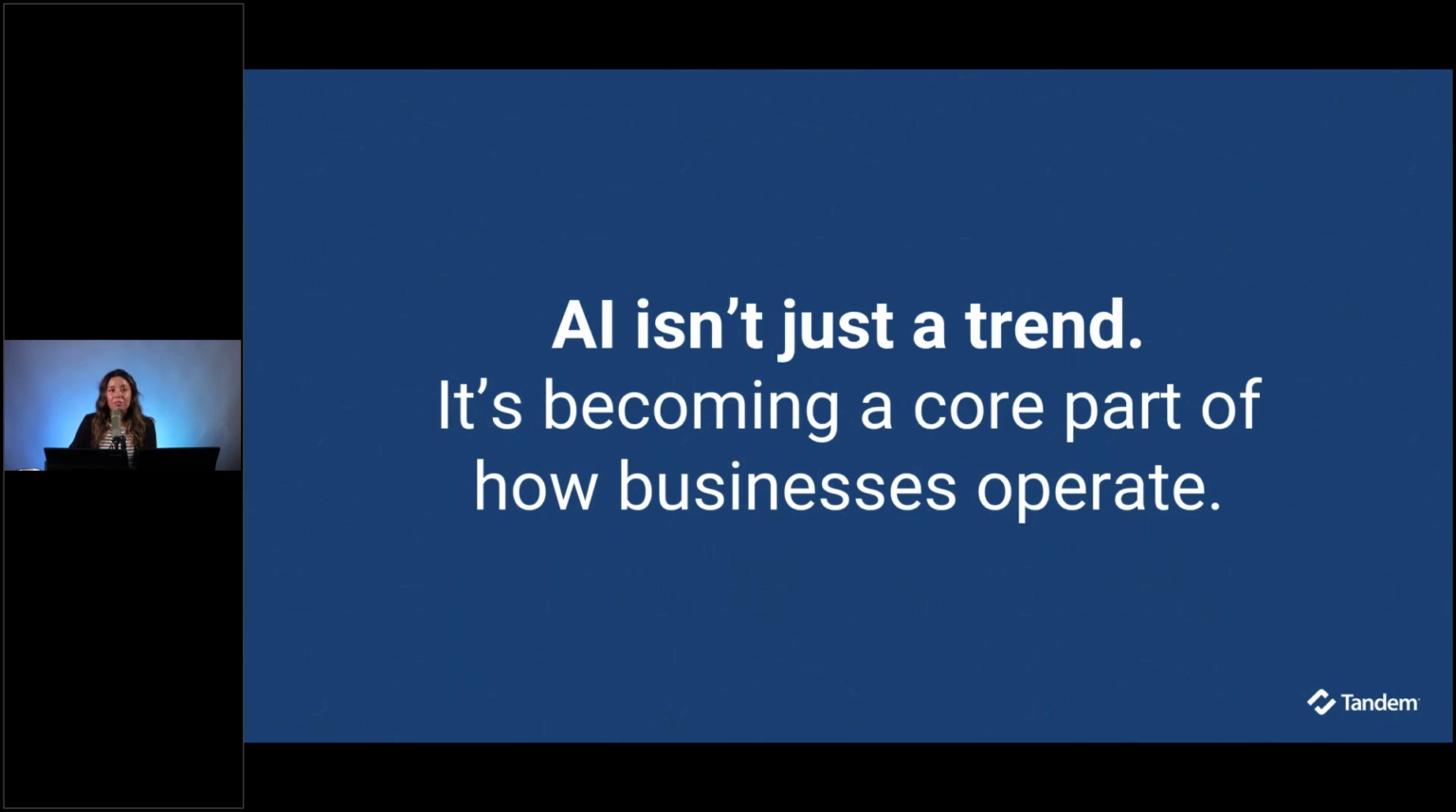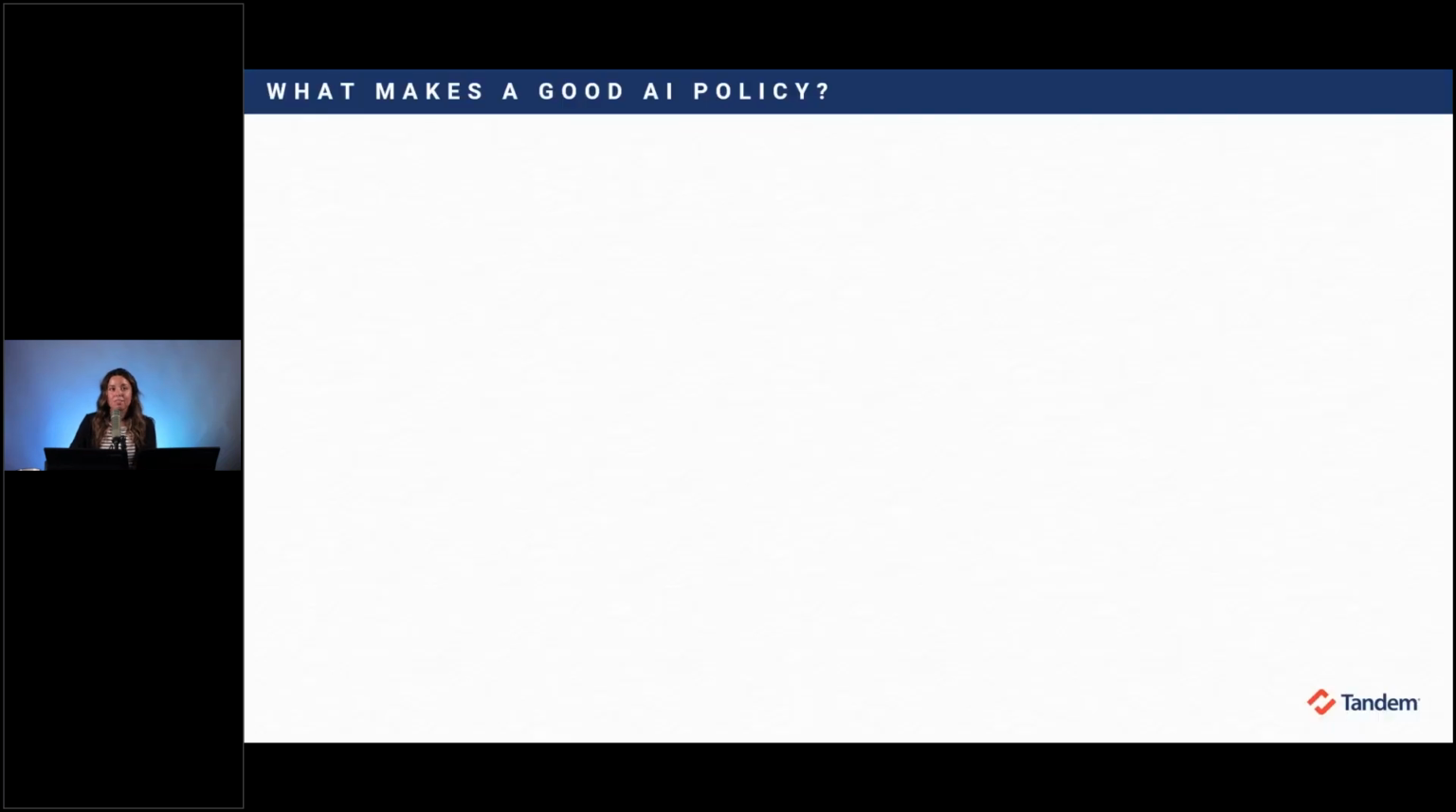A well-crafted policy helps your organization stay in control, protect sensitive data, and still take full advantage of everything AI has to offer. And the good news, a solid AI policy doesn't have to be long or complicated. It just needs to be clear and practical, tailored to how your organization actually uses AI, and built on top of the policies and security practices you already have in place. So to make this practical, let's take a look at the key building blocks of an effective AI policy.